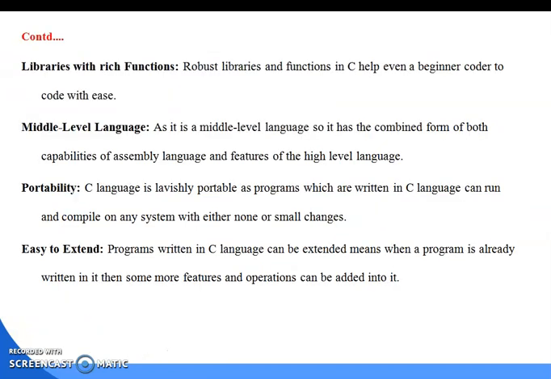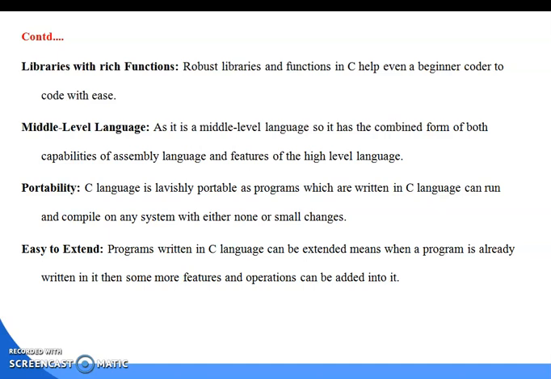Next is your libraries with rich functions. Robust libraries and functions in C help even a beginner coder to code with ease. There is a library in the C programming language which is very helpful for a programmer when writing a C program. Next is your middle level language.